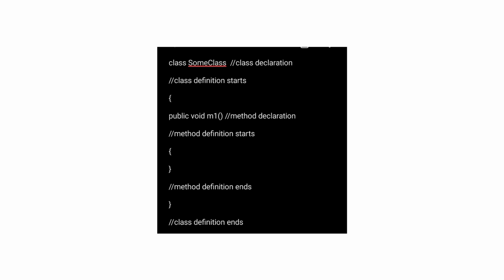You can exactly find out here that the class declaration is like class SomeClass, and the class definition starts after the class declaration. It is the exact code which is required, which defines the declaration. And similarly, method declaration is like the public void m1, and method definition is after that.